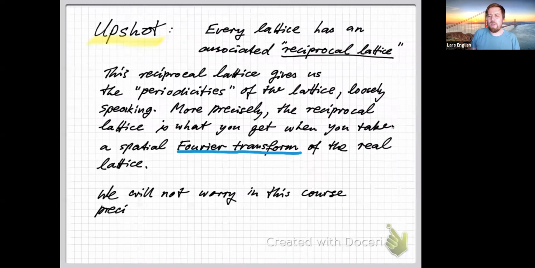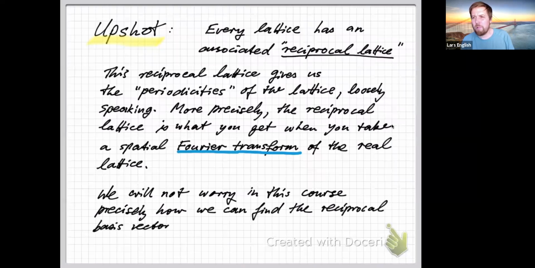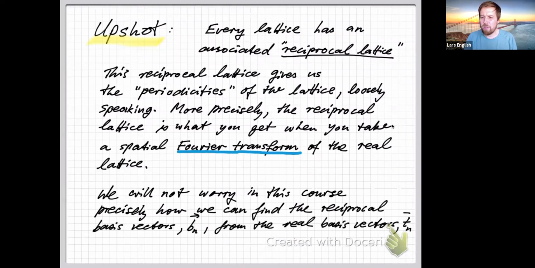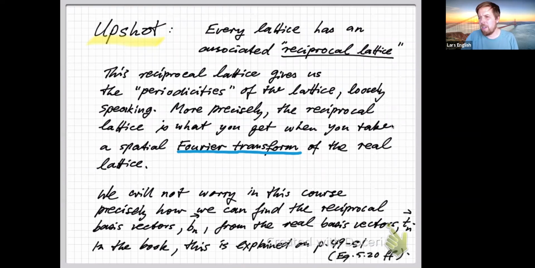Now, in this class, we won't actually worry about the precise details of how to find the reciprocal basis vectors B sub n given the real basis vectors T sub n. But our book does go into a little bit more detail, and this is all explained starting on page 49 through 51. In particular, you can take a look at equations 5.20, 5.21, and 5.22. So there is a mathematical formula that allows you to go from the set T sub n to the set B sub n.